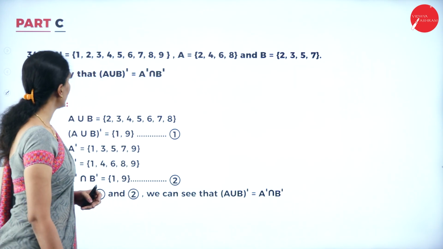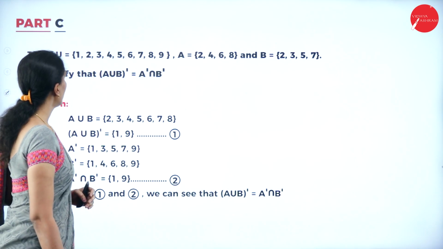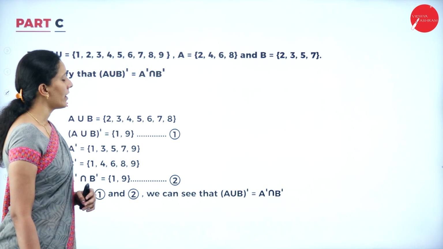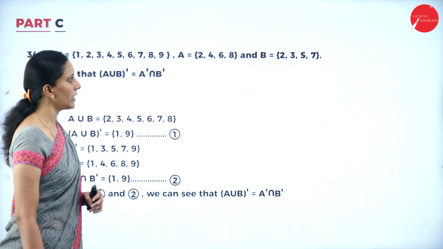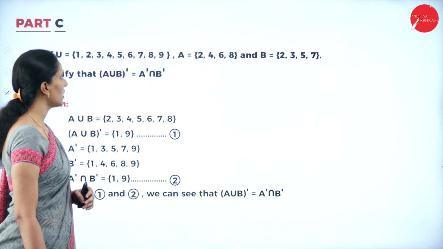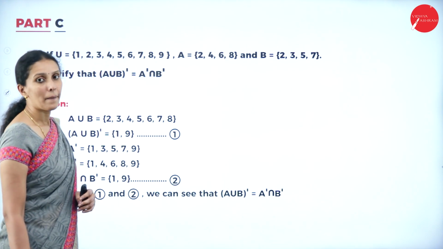So the first question given in part C section is: if U is equal to 1, 2, 3, 4, 5, 6, 7, 8, 9, A is 2, 4, 6, 8, B is 2, 3, 5, 7, verify that A union B whole dash is equal to A dash intersection B dash.